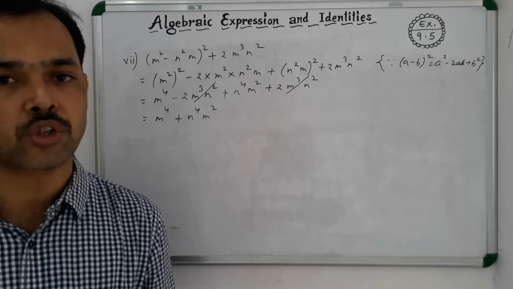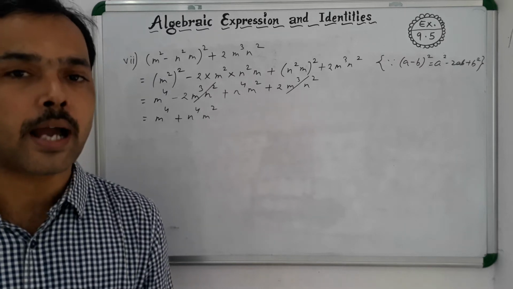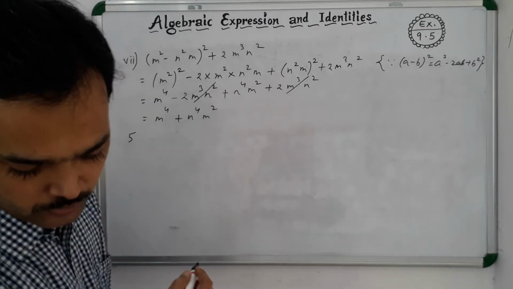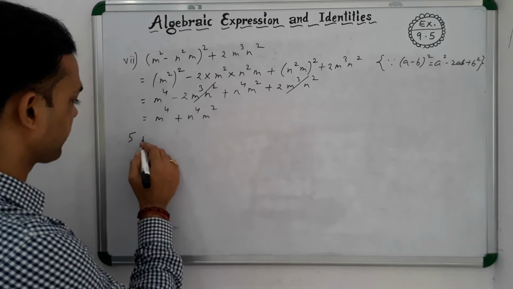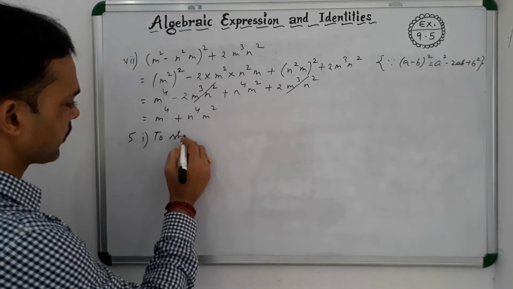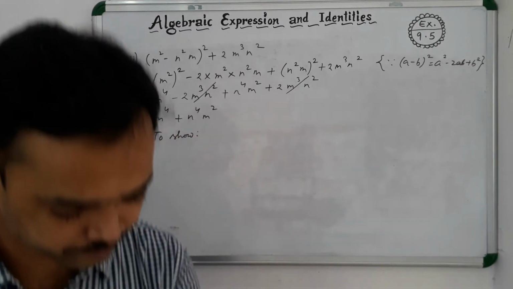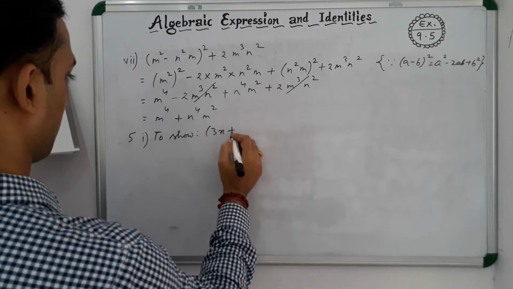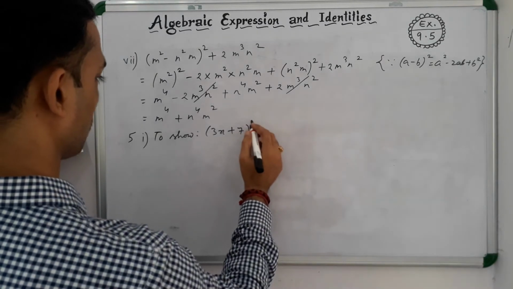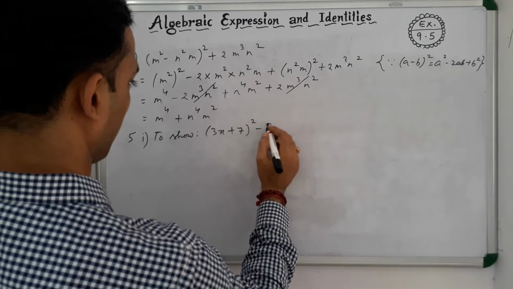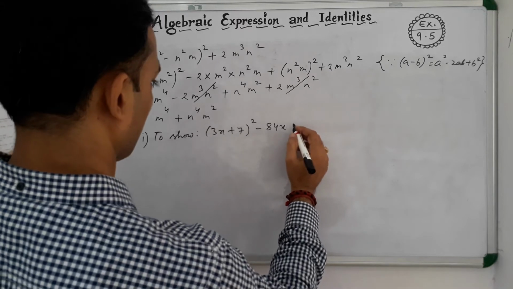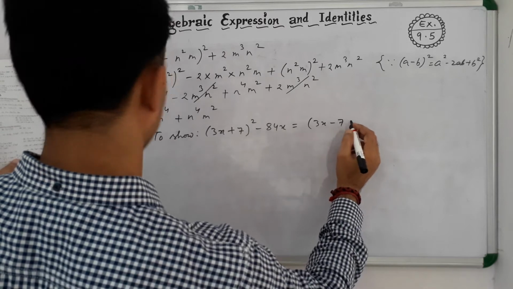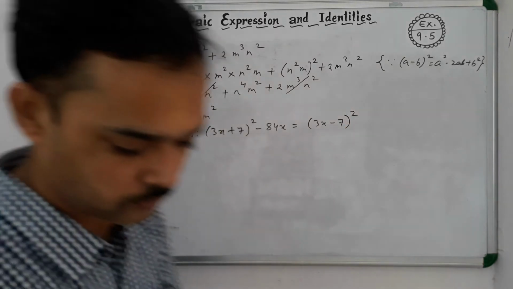Now let us move on to question number 5. In 5 we are going to do the first part. To show, what has to be shown? That 3x plus 7 whole square minus 84x is equal to 3x minus 7 whole square.